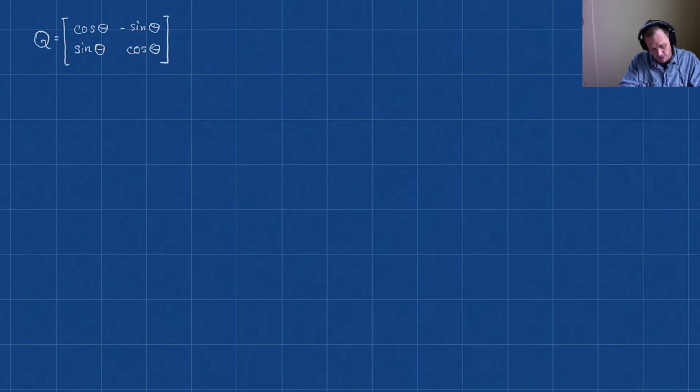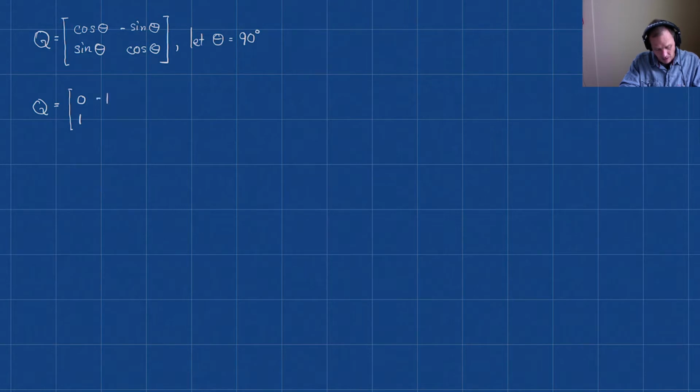What we're going to do is let theta equal 90 degrees. So the Q that we're specifically working with is the cosine of 90, that's 0; sine of 90 is 1; minus the sine of 90 is minus 1; and cosine of 90 again is 0. So what does this do?